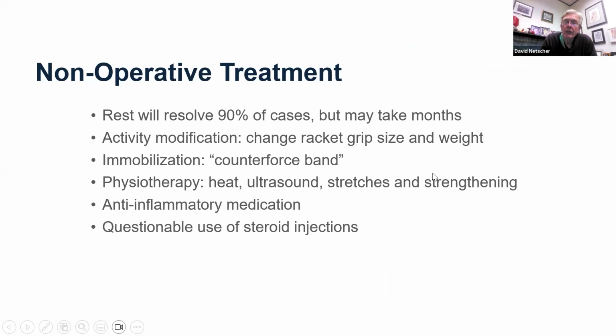Unlike some of the other conditions we've talked about where surgery is important, particularly getting in early, here non-operative treatment holds sway. Most will resolve, but it takes months. You may have to modify activity, such as changing a racket grip size or the weight of the racket. Immobilization with the so-called counterforce band, and we'll show that in a minute. Physiotherapy with stretches and then progressive strengthening, ultrasound and heat modalities, anti-inflammatory medications.